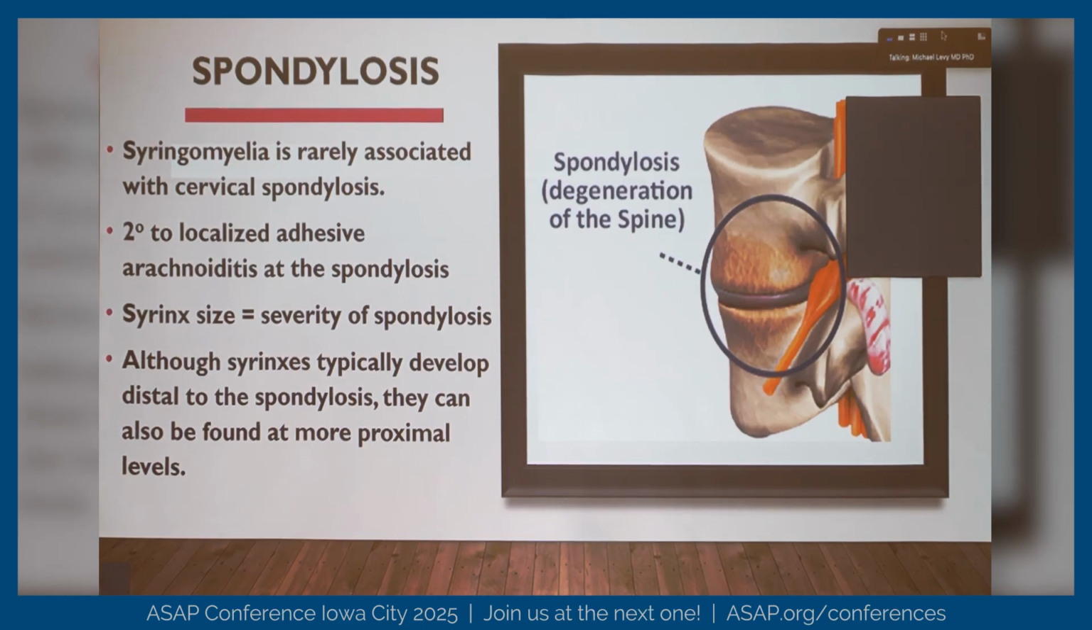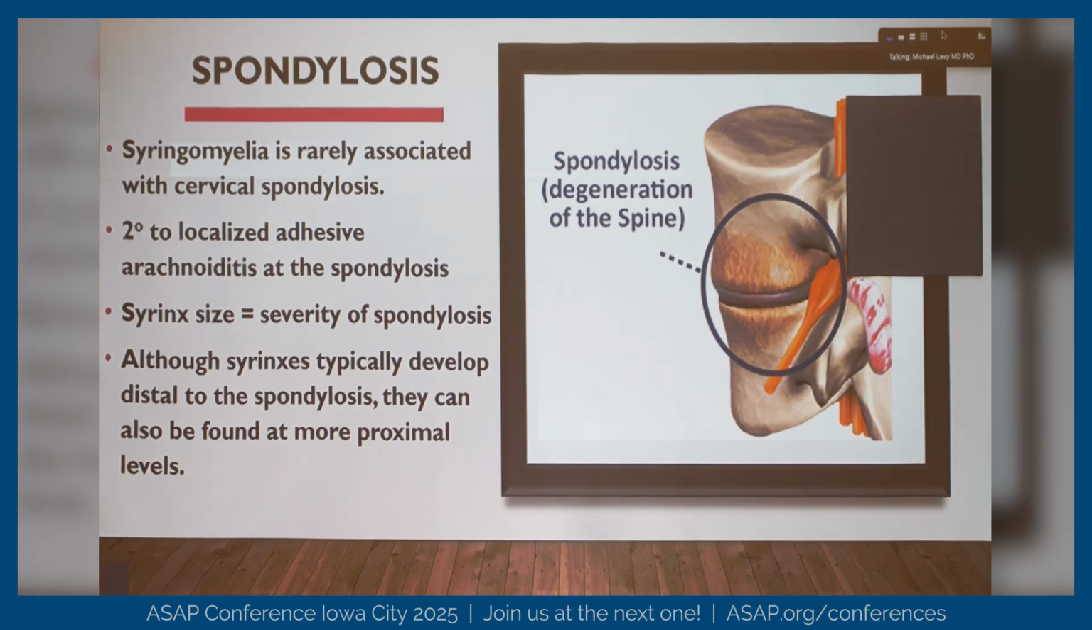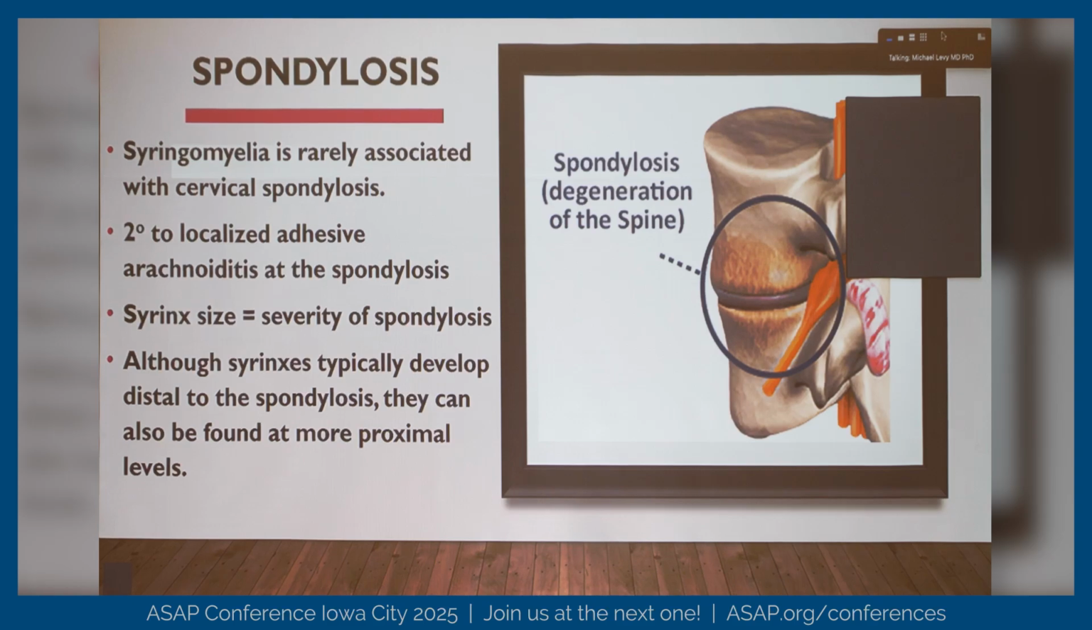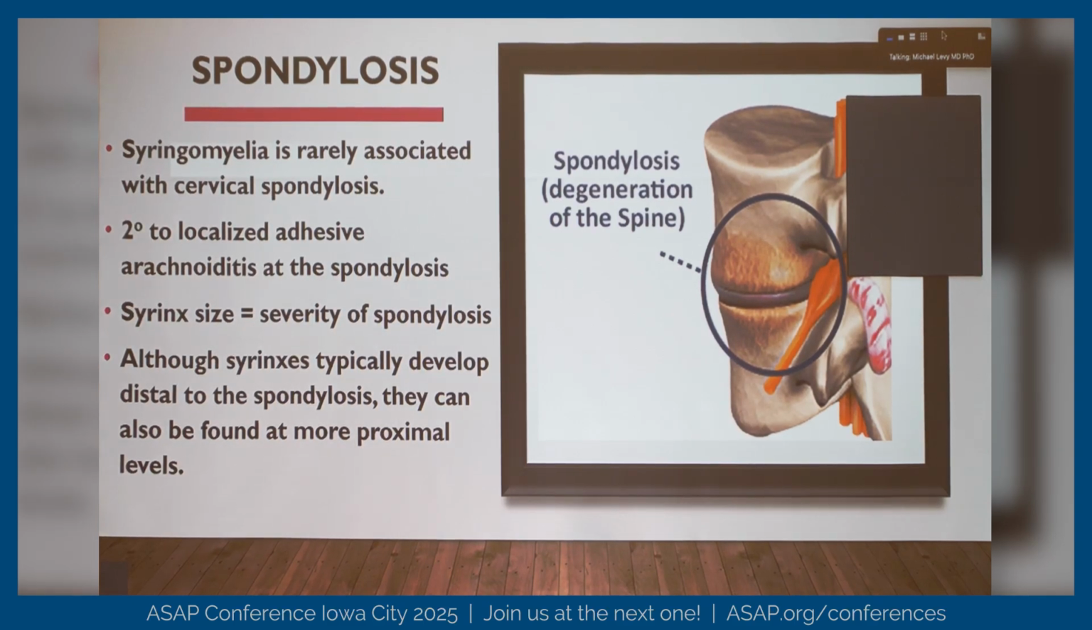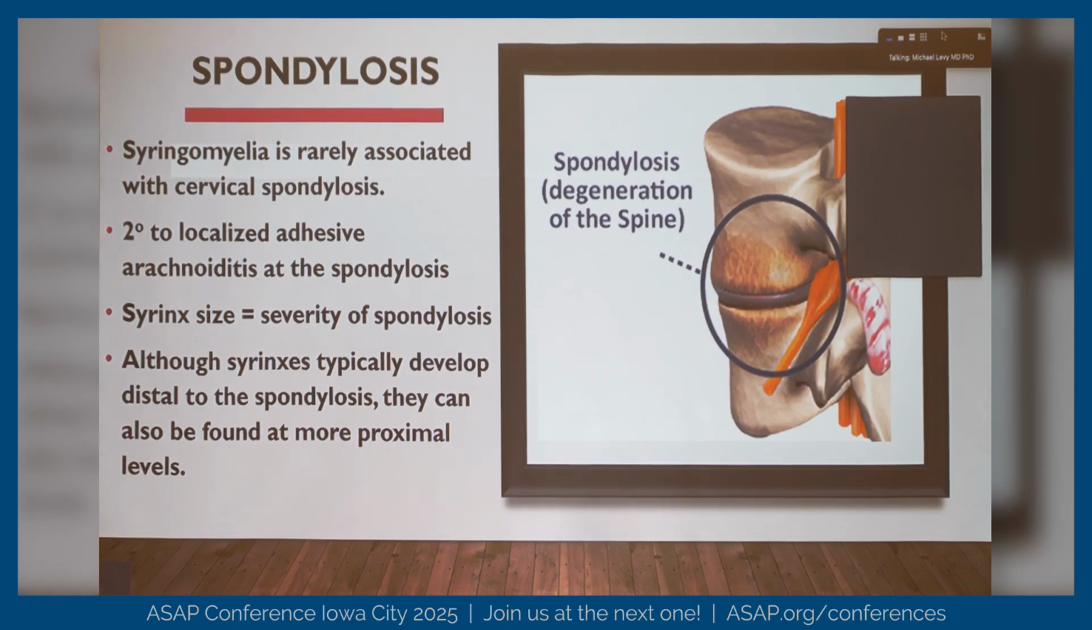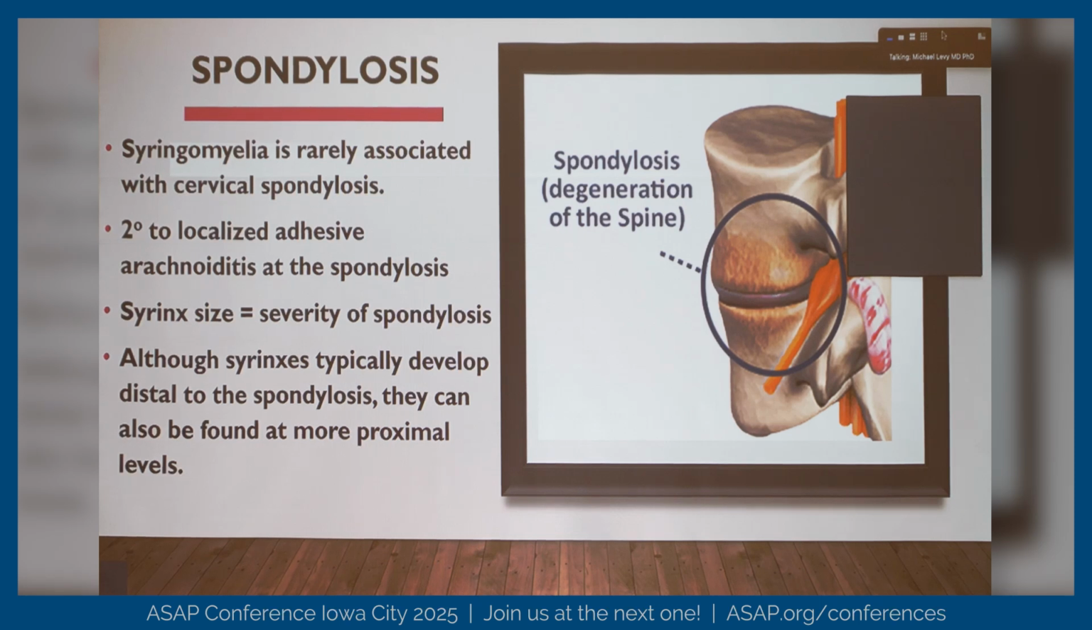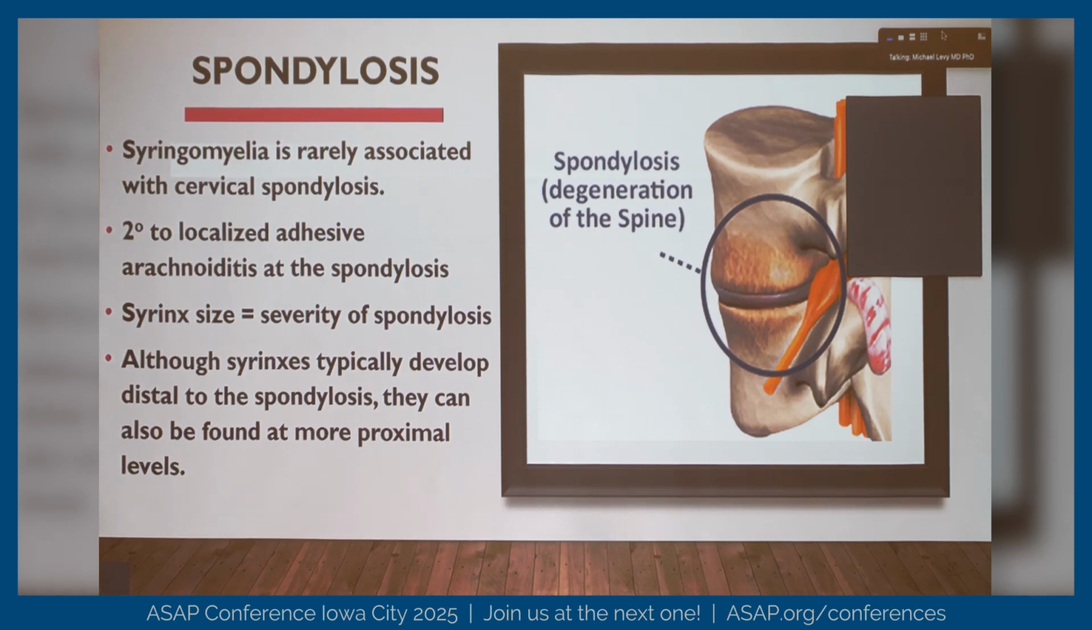Spondylosis is another factor that needs to be followed over time. Syrinx is rarely associated with cervical spondylosis, but it's believed that there's an adhesive arachnoiditis at the spondylosis site, and usually the size of the syrinx will be directly related to the severity of the spondylosis. Usually the syrinxes will occur distal or below the spondylosis site, but can be at that site or more proximal.